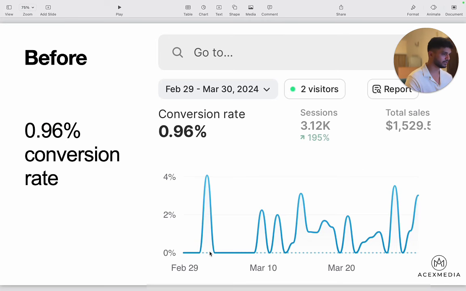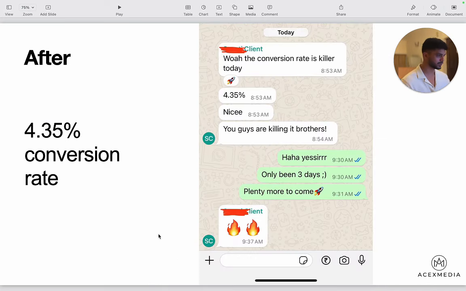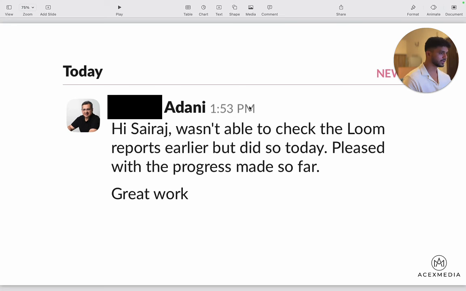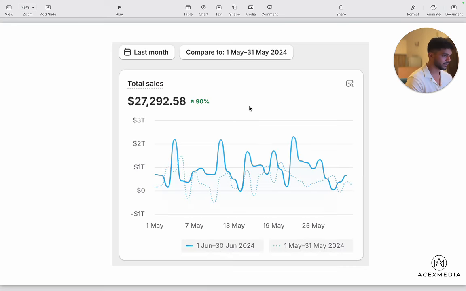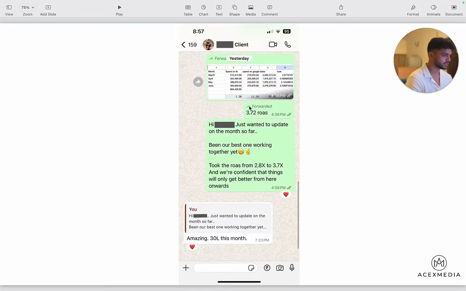For this client here, before working with us, 0.96% conversion rate. We noticed that his funnel was broken, so we made some changes on the website after going through the whole framework that I just showed. And in the first year of implementation, we got him a 4.35% conversion rate. So for the same amount, he's getting 4 times more sales. Now imagine what that would be at scale. And for another client here, who is happy with the progress we made, last month close to $30,000 in sales. Another client here, we took them from a 2.8x ROAS to a 3.7x ROAS, and this was our best month working with them.